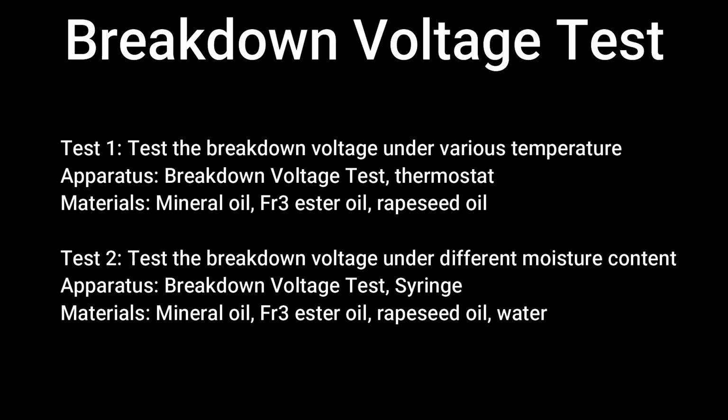The first test is the breakdown voltage test. Test 1 is to test the breakdown voltage under various temperatures. The apparatus are a breakdown voltage tester and a thermostat, and the materials are mineral oil, FR3 natural ester oil, and rapeseed oil. Test 2 is to test the breakdown voltage under different moisture content. The apparatus are a breakdown voltage tester and a syringe. The materials will be mineral oil, FR3 natural ester oil, rapeseed oil, and water.